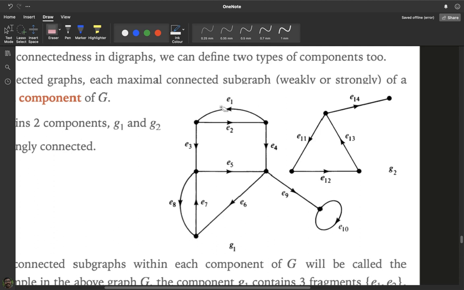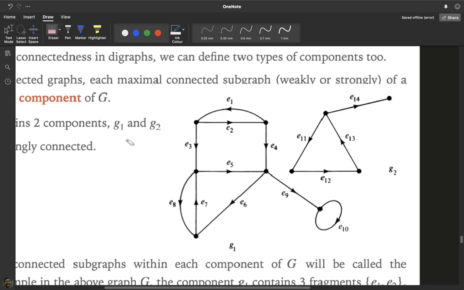If we look at these two components, what is a component actually? What do you mean by component? A component is a maximal connected subset of the graph. When you are talking about the usual graphs without reference to direction, a component is the maximal connected subset.